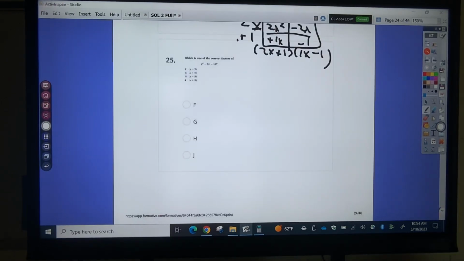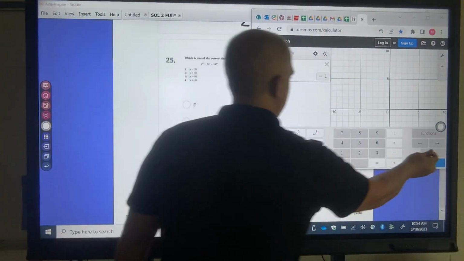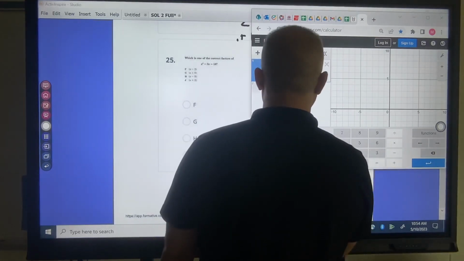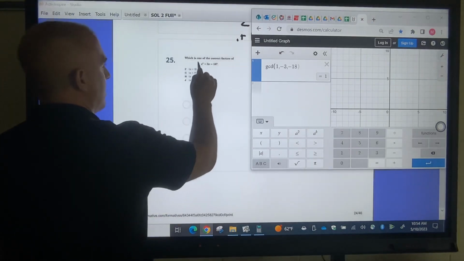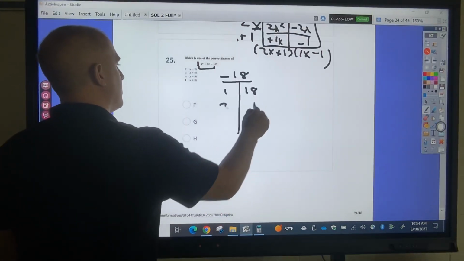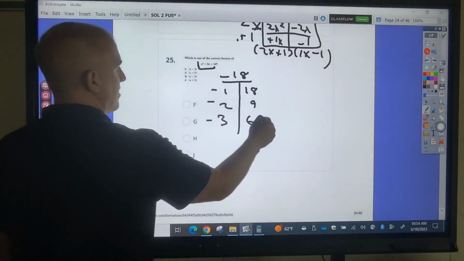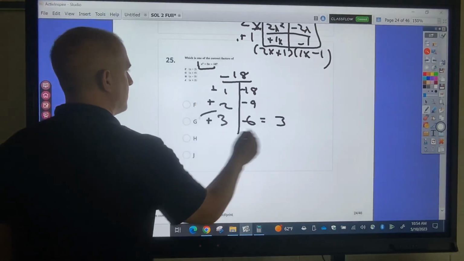Moving on to 25, okay? GCD of 1, -3, and -18, okay, is 1, so I don't have to worry about that. So 1 times -18 is -18. That's 1 and 18, 2 and 9, 3 and 6. Since that number is negative, I have one of each sign. This adds up to 3. I need it to add up to -3, so I'm just going to switch these. Okay?